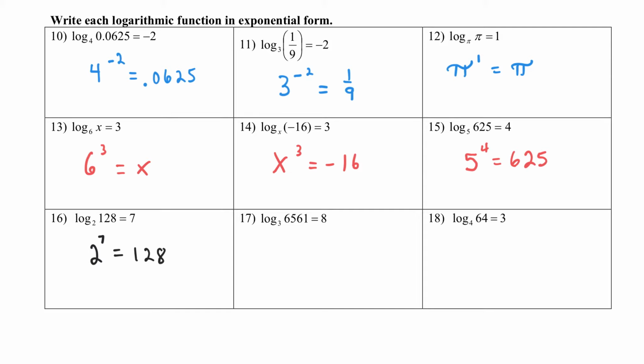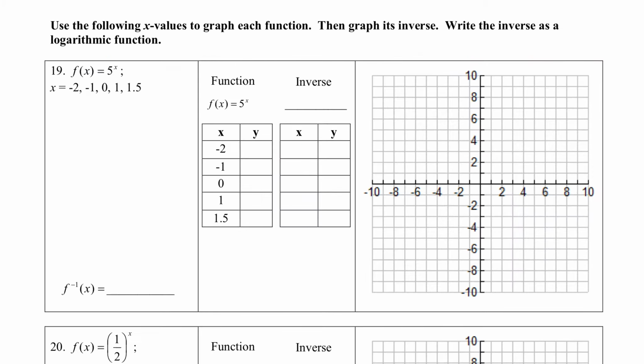Number 17, we have log base 3 of 6,561 is equal to 8. So if you type this into the calculator, 3 to the 8th will give you 6,561. And number 18, we have log base 4 of 64 is equal to 3. So the base is 4, the exponent is 3, and that's equal to 64.